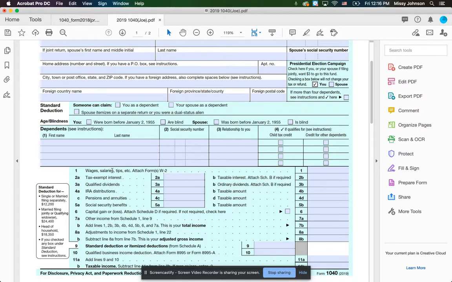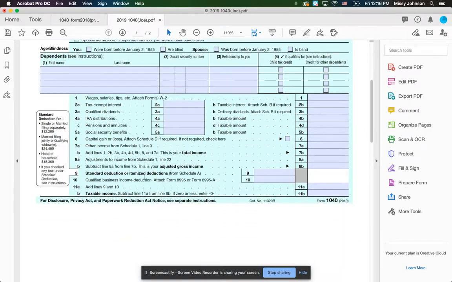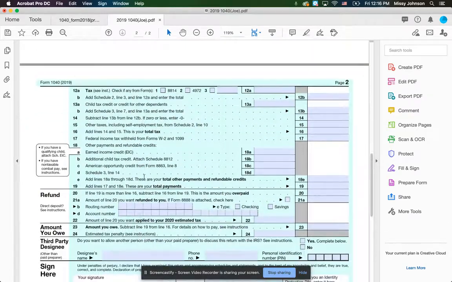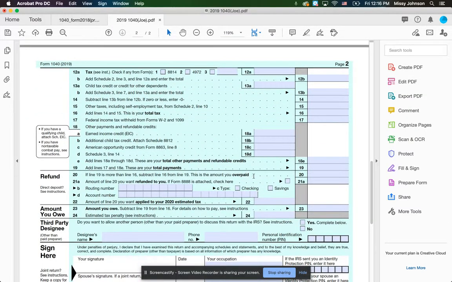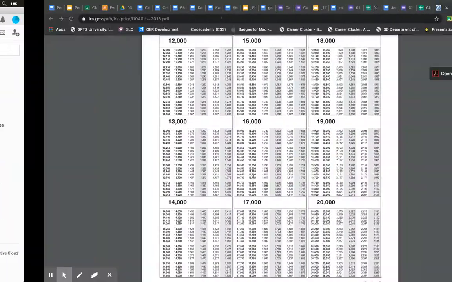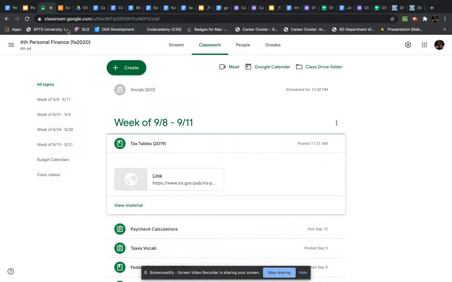Using Joe's information, see what you come up with at the end of it all, if he gets a refund or if he has to pay it. In Classroom, you will have access to the tax table for 2019, so that will help you with that. That's what we did today, and in the next class period, we will check to see if Joe gets a refund or if he has to pay.